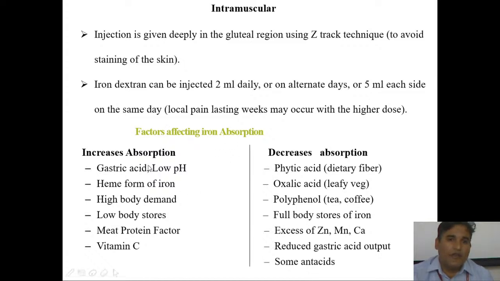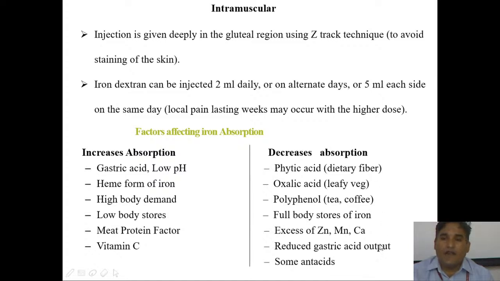And these are the factors which increase iron absorption by the oral route: gastric acid, low pH, the heme form of iron present in meat and other non-vegetarian sources, and high body demand. When the demand is very high, it gets easily absorbed. When demand is low, it gets sequestered into the GIT mucosa with ferritin. Also low body stores, meat, protein factor, and vitamin C. These are the things which enhance the absorption of iron.